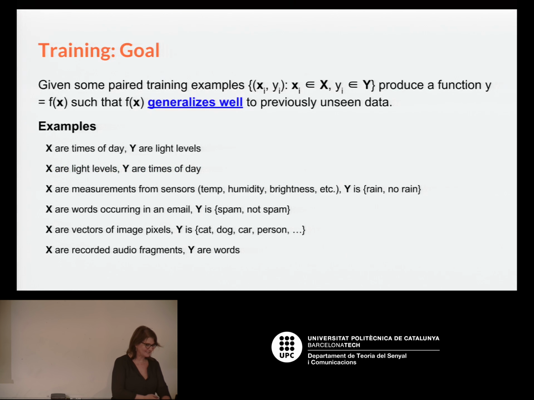I talk about X and Y when we have a set of data. One is your data, and the other is your labels. Your labels can be, for audio recorded fragments, the ground truth, or labels, are words. In images, you have images, and the output may be classes like cats, dogs, etc. Here you have some emails. These are some examples of what data is and what the labels or outputs are that you are willing to get.